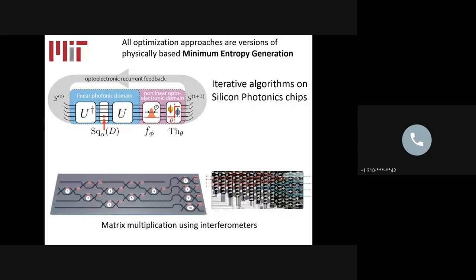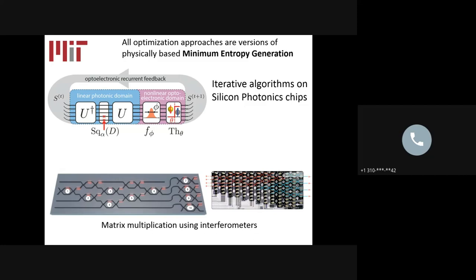They have several concepts of using silicon photonics for optimization. There are spin-off companies that are trying to do backpropagation that could be useful for artificial intelligence. But here's an example, just the type of optimization we're talking about.